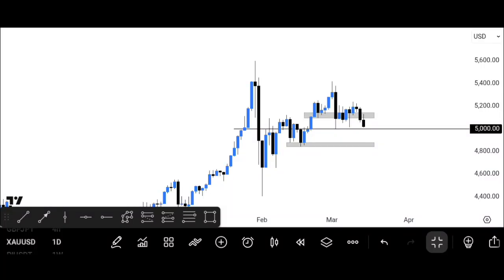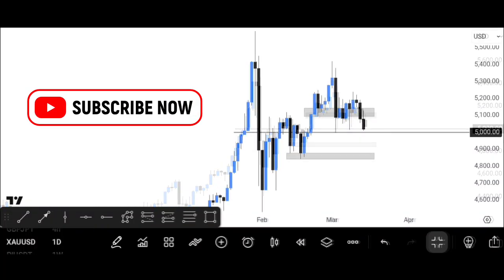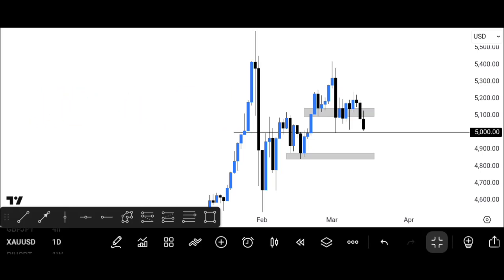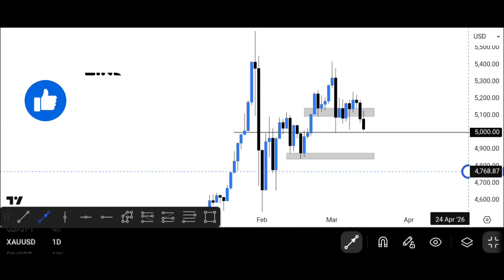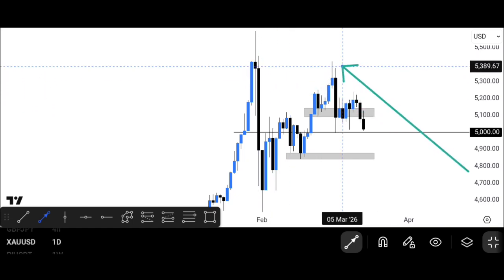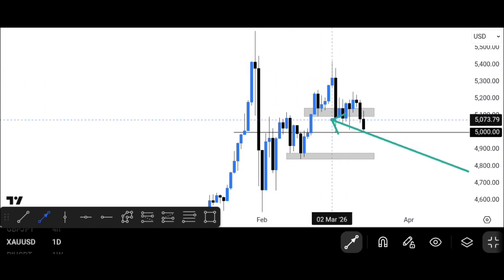This is my outlook on gold for this week. Now on gold, we switch structure from bullish to bearish. So we push all the way up to this high here, push all the way up to this high. And at this zone, we drop, switch structure.